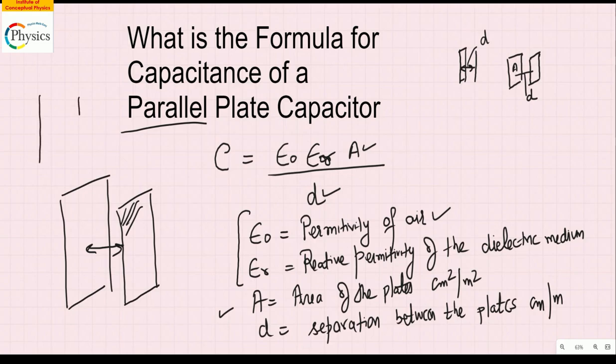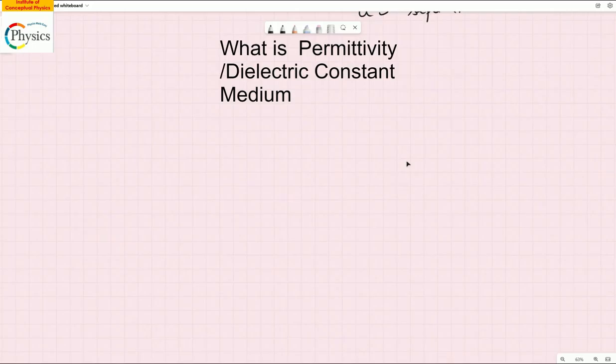Now that medium can be air. If it is air, then we use epsilon naught. If it is another medium like mica or paper, we use additionally epsilon R. In the next question, we will discuss the meaning of the word permittivity and what is the significance of permittivity. All right, so this concept is a bit difficult to understand, but we will try to make it simple.